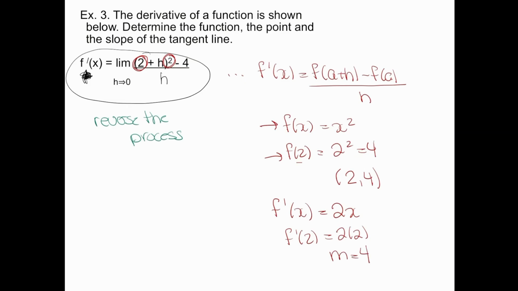So again, we just reversed the process and used what was in the derivative of the function to figure out the original function, the point, and the slope.